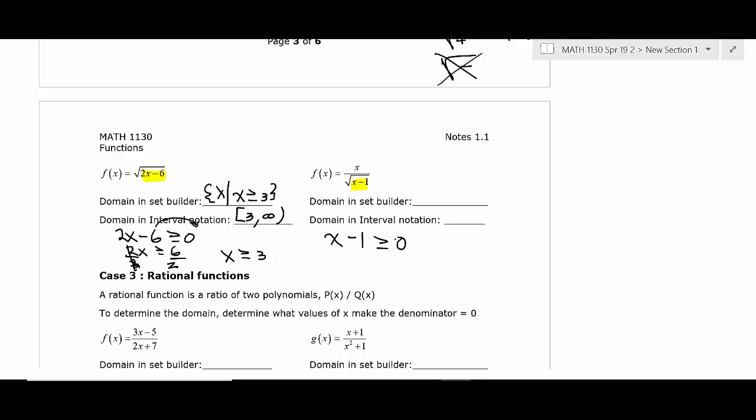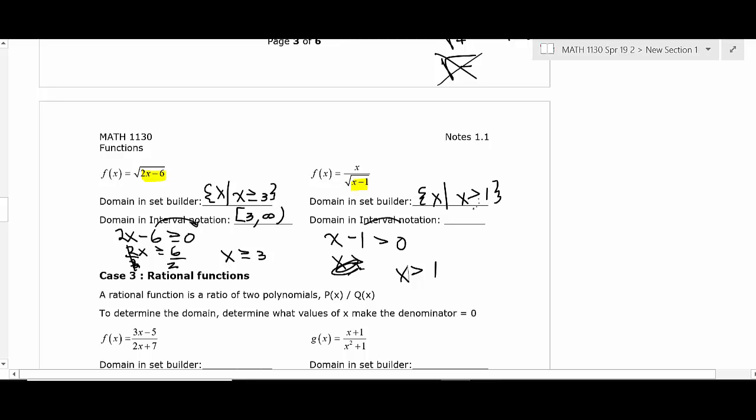Does that make sense? You cannot have a 0 denominator, so what you want to do is just set it like this. And then you can solve this. You can do this in your head. You can add 1 to both sides, so you get x greater than 1 is the answer. So you just write this like this. Set builder, put a set, x bar, x greater than 1 like that. That gives you your answer.